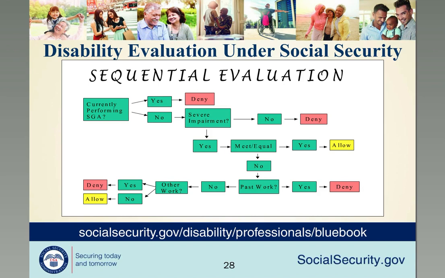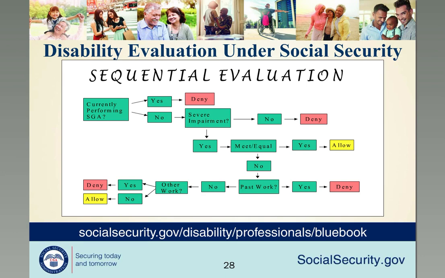This is a diagram basically of the basic disability life cycle about what's going to happen once we send it to our doctors. Here we are at the very beginning of this, at the top left-hand corner, currently performing SGA. Are you working too much? If you come into the office and you're making over the $1,180, we're going to have to evaluate that. And in many cases, you will not be able to file for disability benefits. We won't even forward it to our doctors to do a medical evaluation. So if the answer is yes, you are working above the SGA level, your case would be denied.